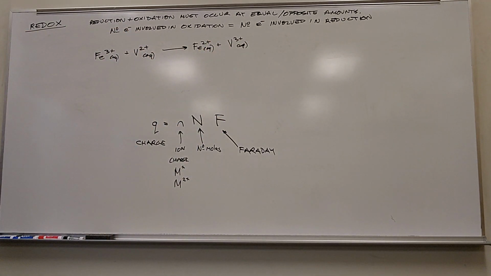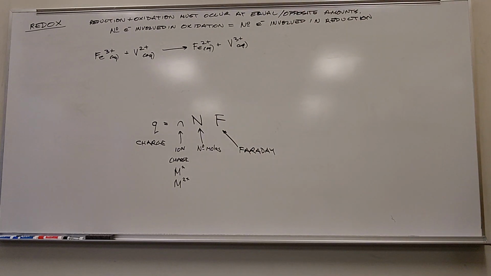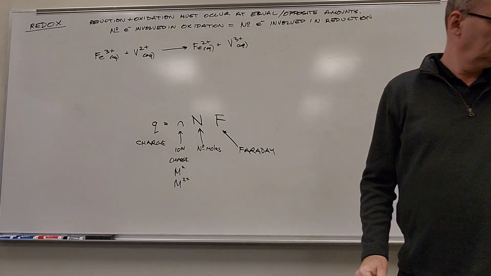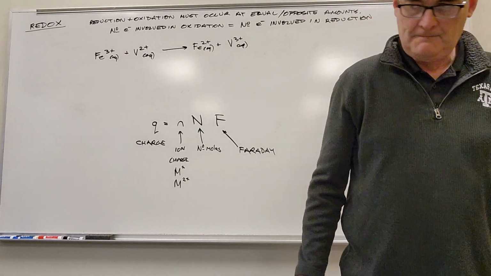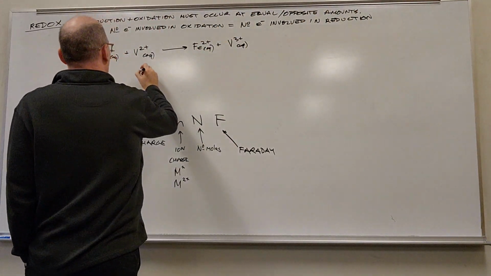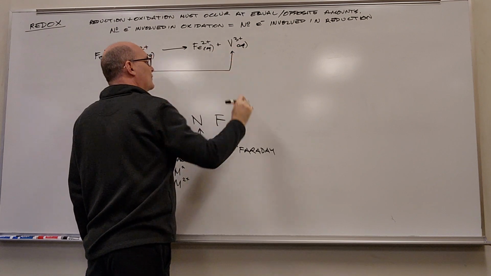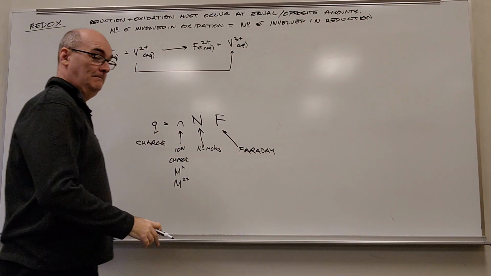Okay. This is a straight switch. What's on the board? Who's being oxidized? Vanadium, because it's losing an electron, it's going 2 plus to 3 plus. When you lose an electron, you become more positive.